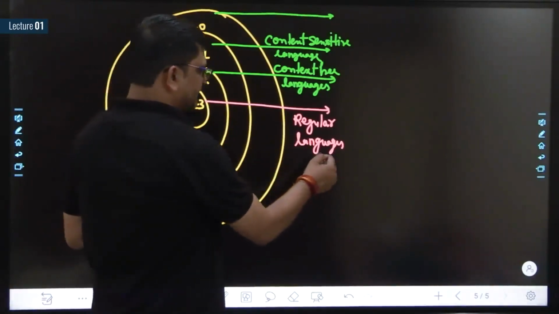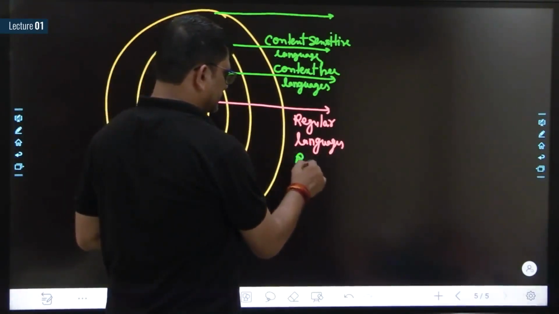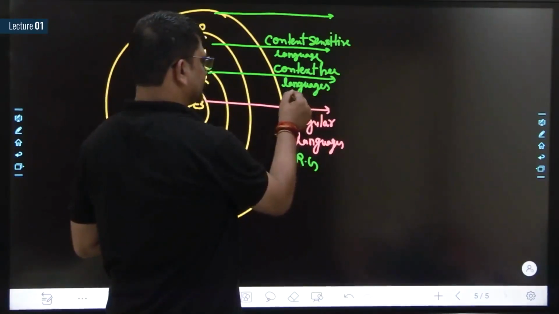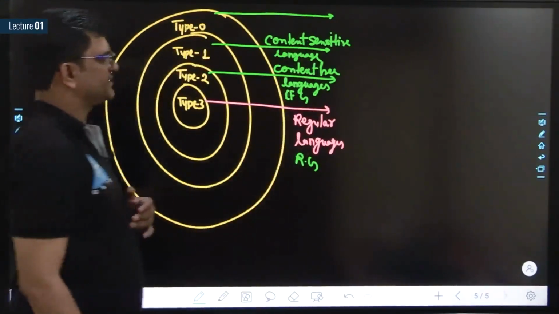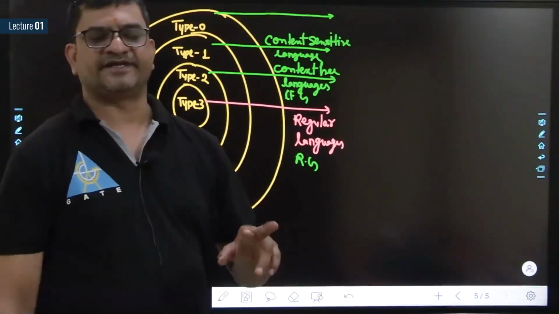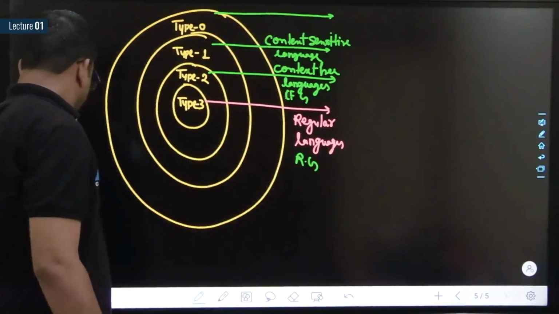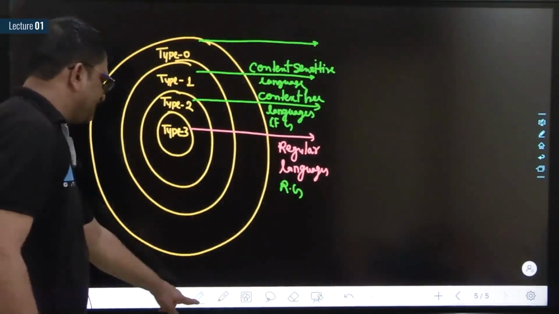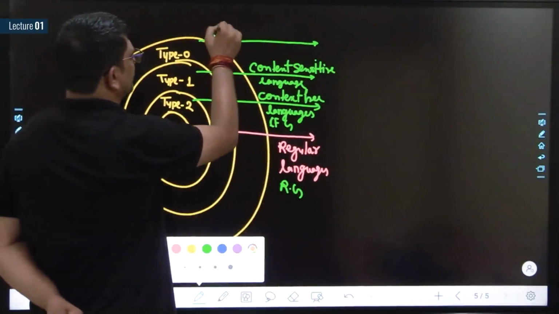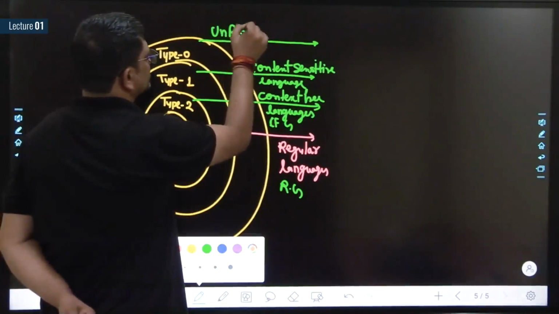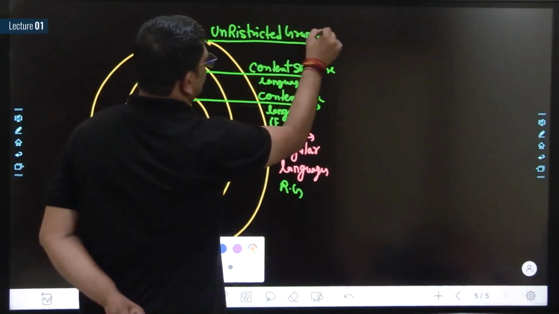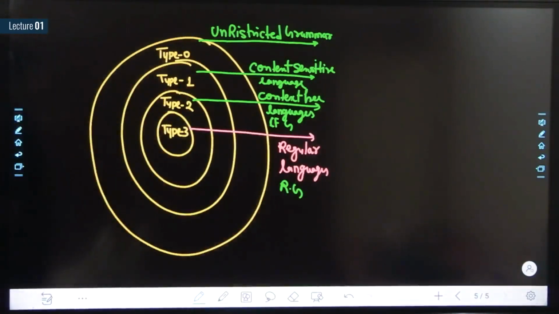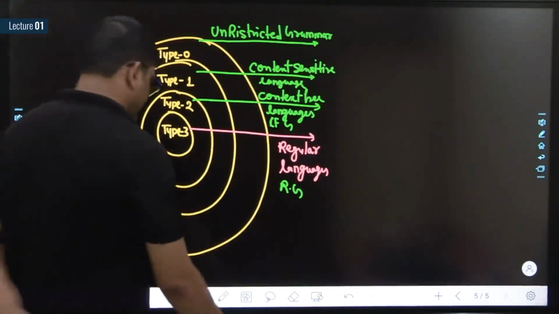Regular languages are generated from regular grammar. Context-free languages are generated from context-free grammar, CFG. Context-sensitive languages are generated by the context-sensitive grammar. And type 0 is known as unrestricted grammar. Type 0 is generated by the unrestricted grammar. Clear?